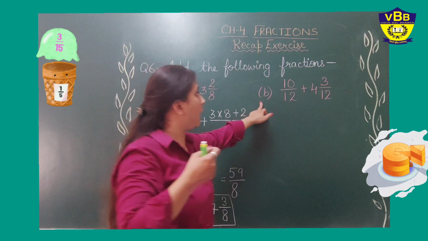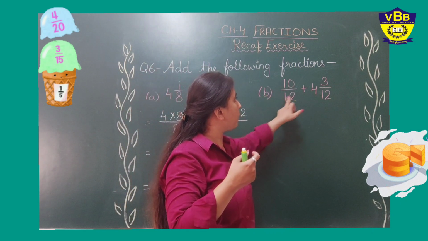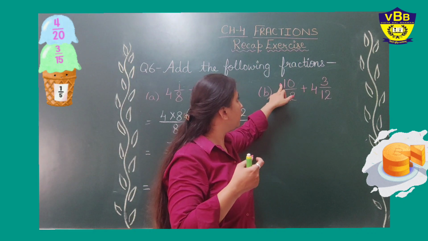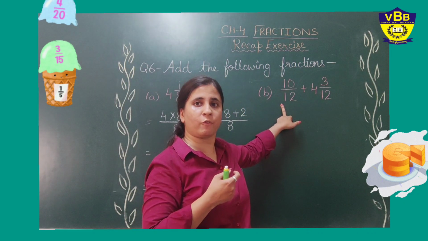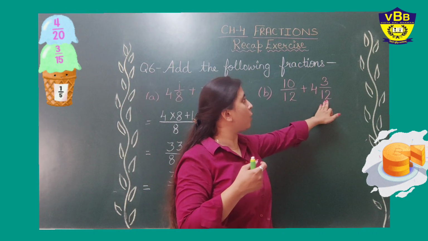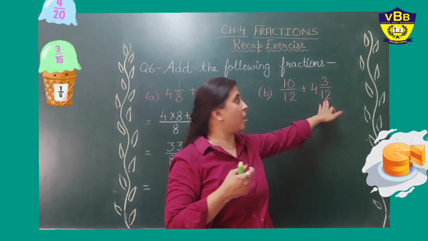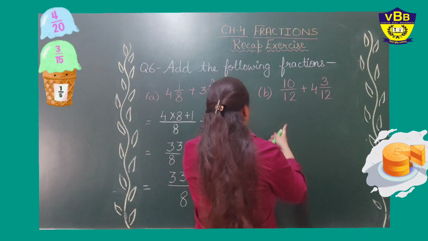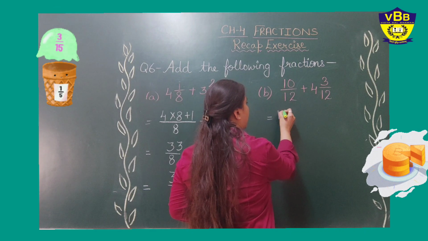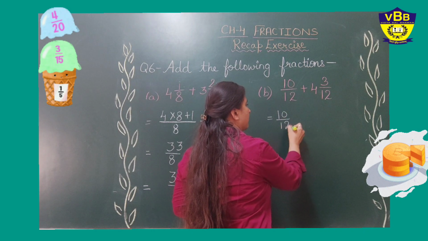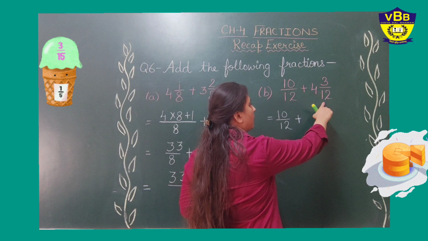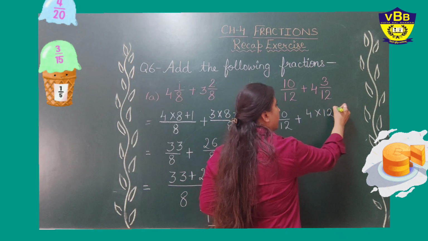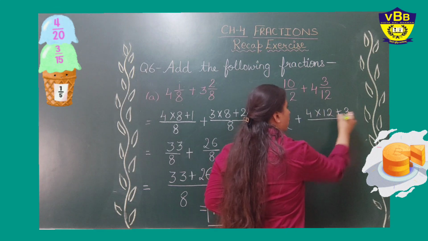Let us see B part. It says 10 upon 12 plus 4 3 upon 12. Again, this 10 upon 12 is a proper fraction, but 4 3 upon 12 is a mixed fraction. Convert this mixed fraction into an improper fraction. So let us write 10 upon 12 as it is, plus convert this into an improper fraction, 4 into 12 plus 3 upon 12.